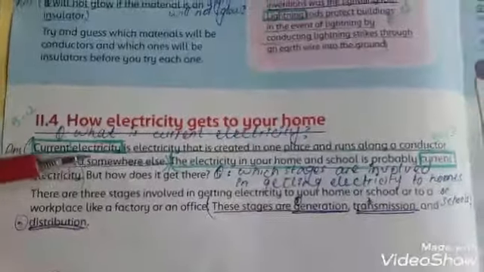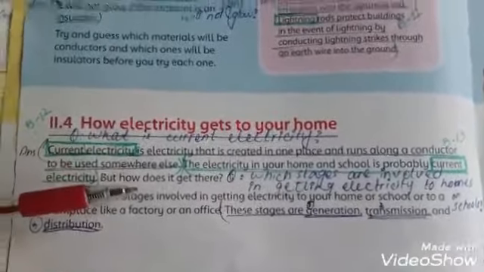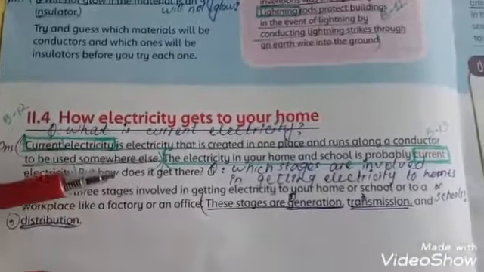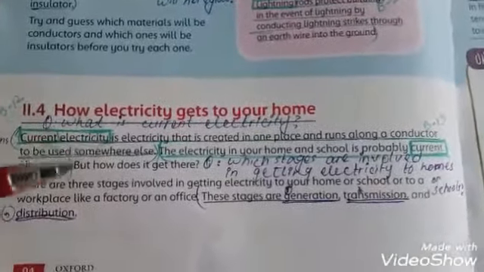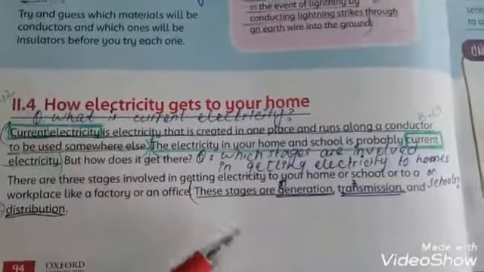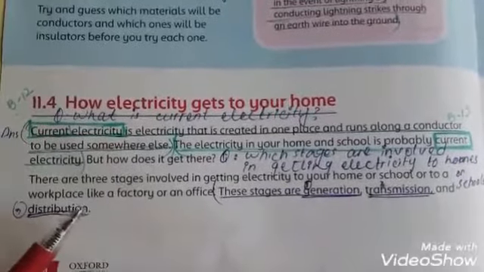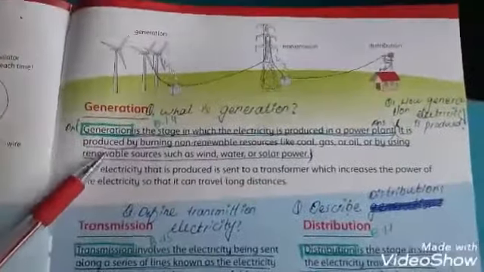As we know, electric current or electricity is generated in powerhouses or power plants, and from there we can get electricity through wires. So electricity involves three steps. These stages are generation, transmission and distribution. Students, first is the generation.